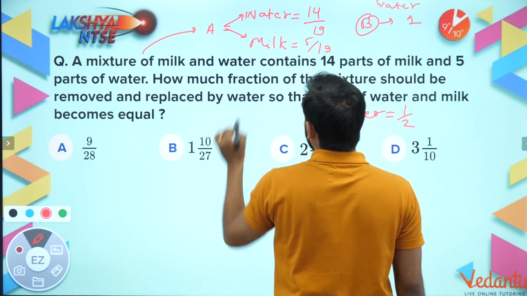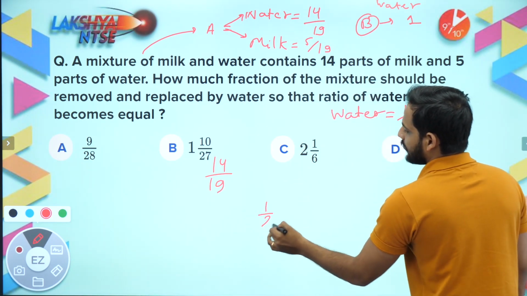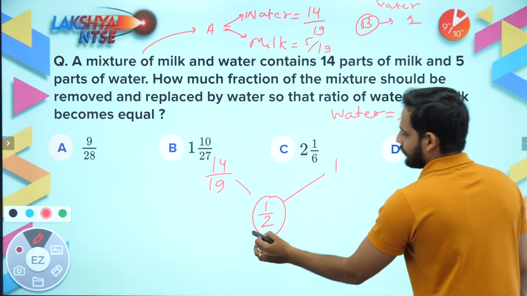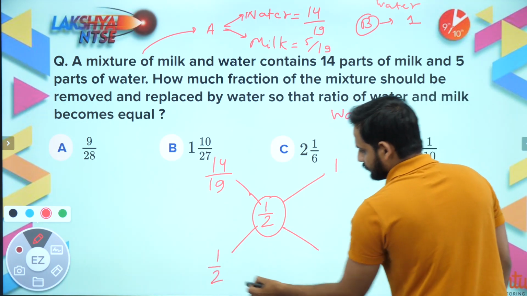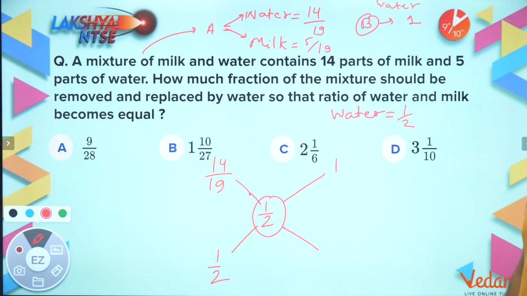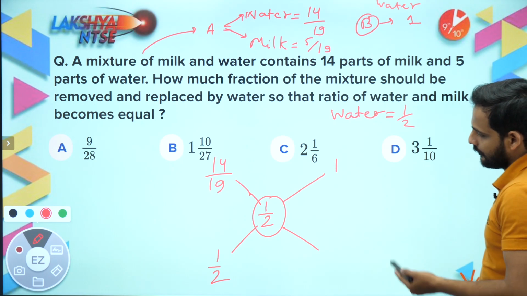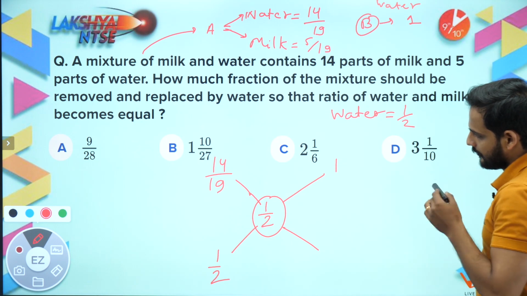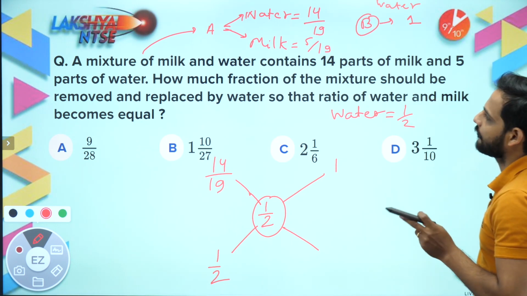A's quantity of water is 14/19, and the final you need is half, and B is 1. So now I can say, 1 minus 1/2 is 1/2, and 1/2 minus 14/19 will be equal to... 19 into 19, and this will be 28. 14 parts of milk and 5 parts of water.